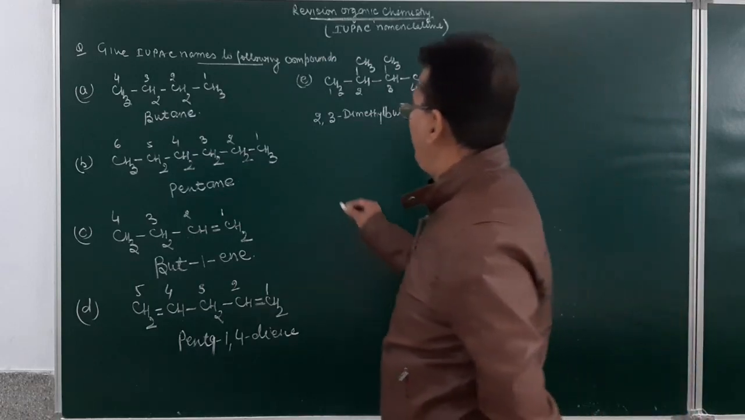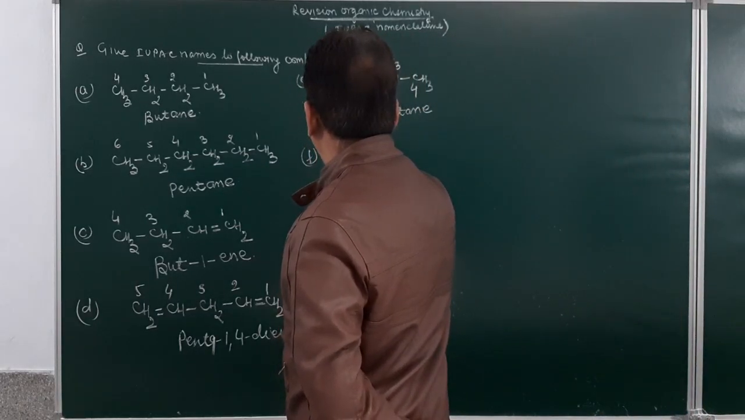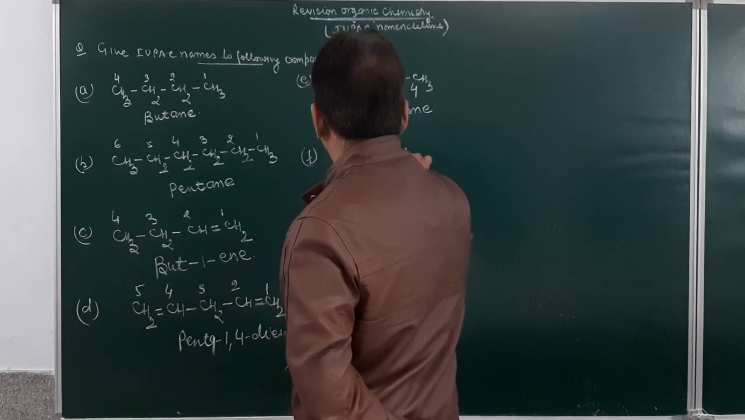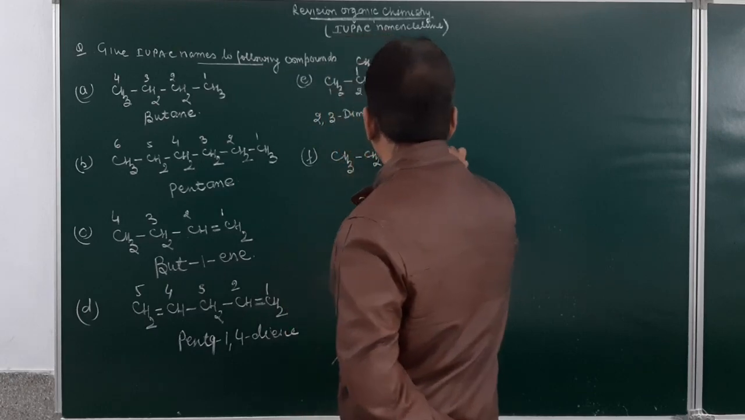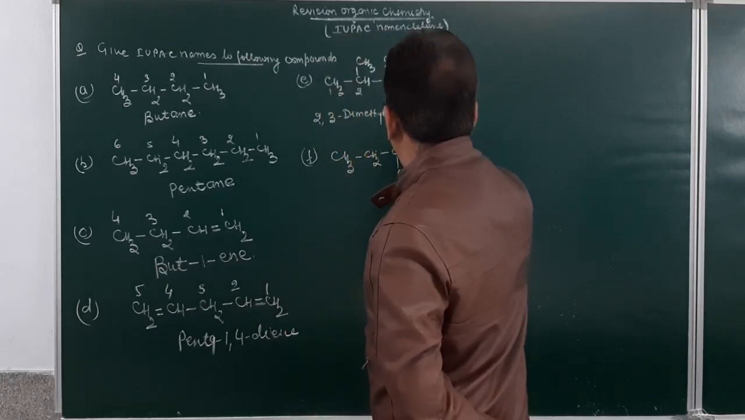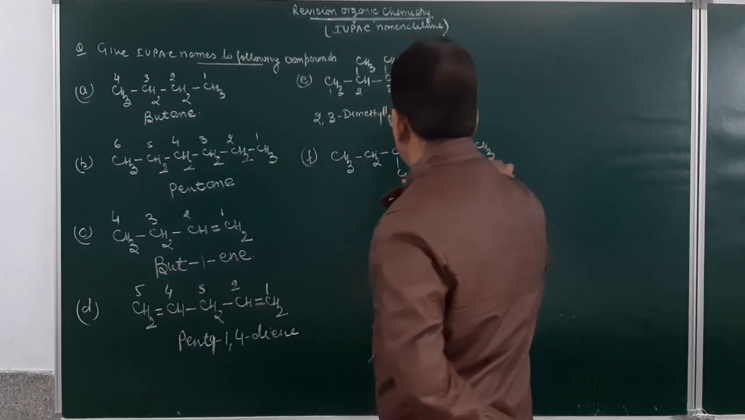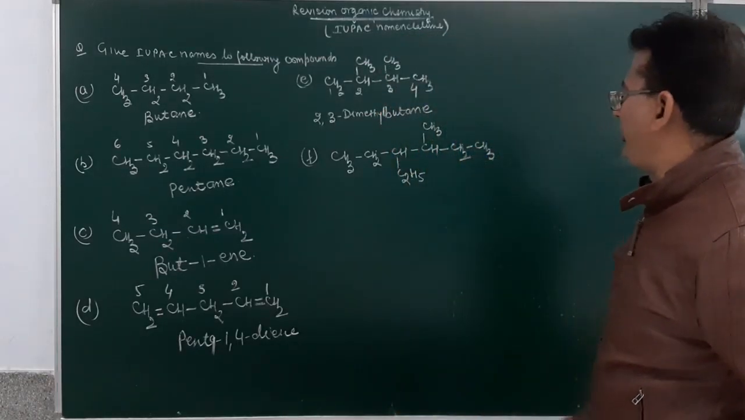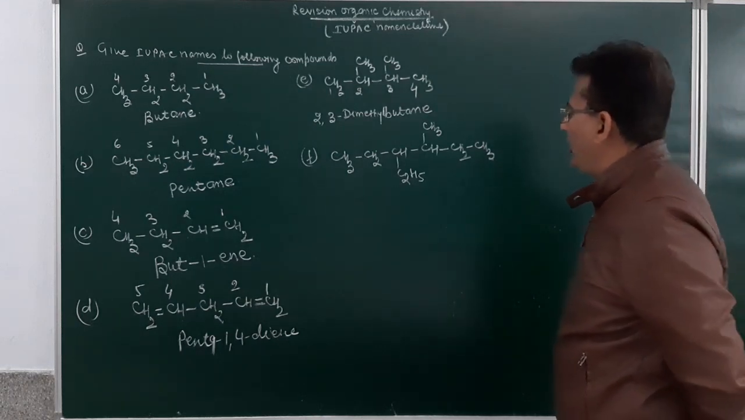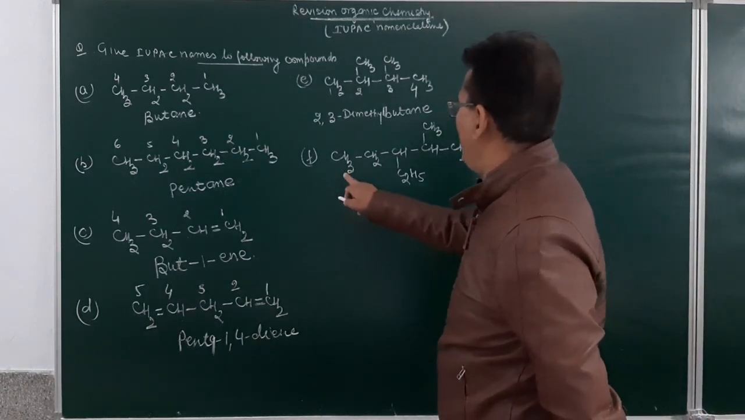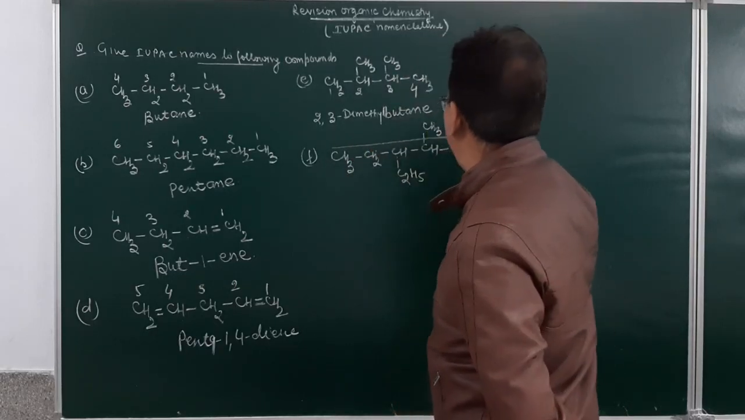Now suppose we have to give the name to this compound. This is CH3, and then CH2, and then CH. This is C2H5. This will be CH, and then CH3, and then CH2, and then CH3. So how do we give the name to this compound? Look at this one very carefully. First will be the selection of the longest possible chain. How many carbons? 1, 2, 3, 4, 5, 6. Here the 6 carbon atoms are present.